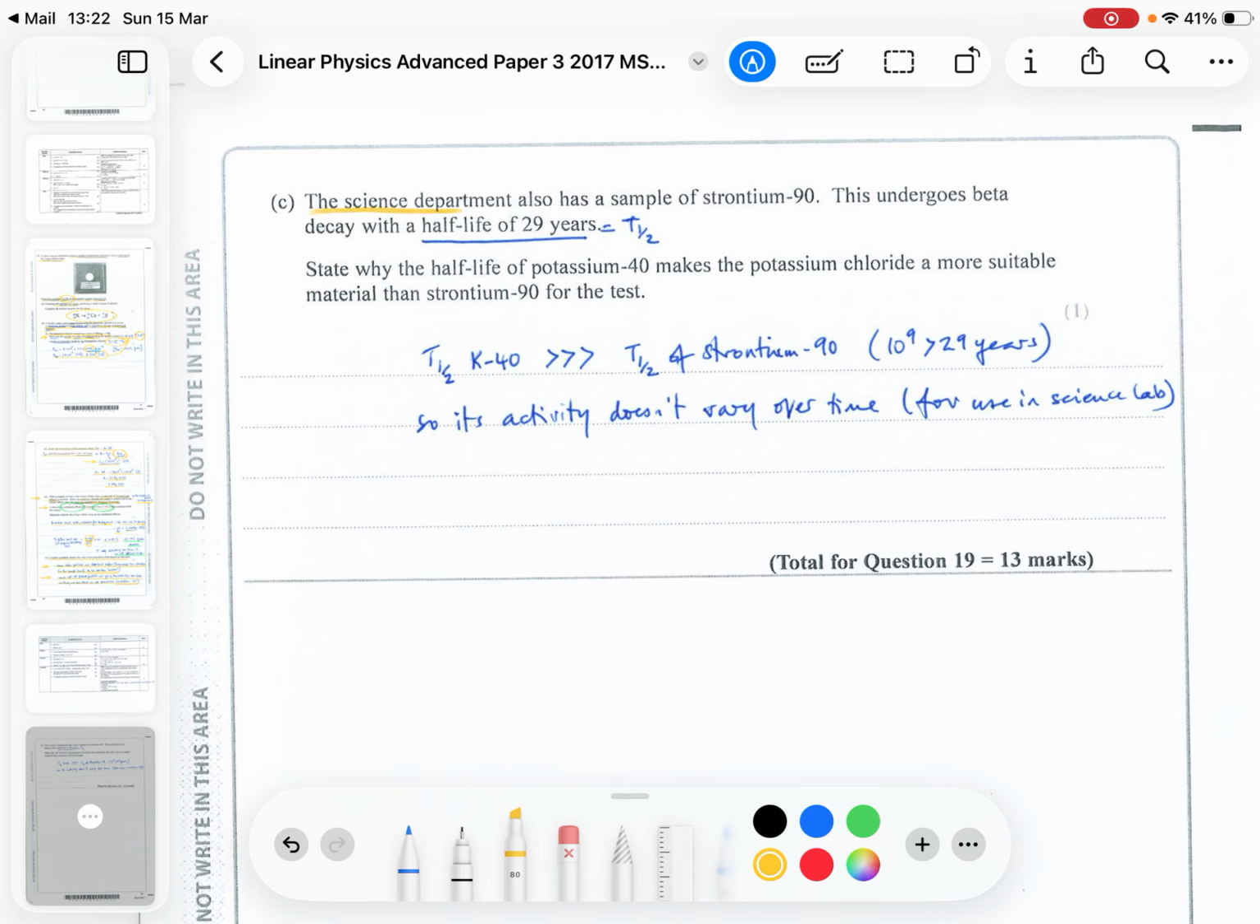The science department also has a sample of strontium-90, which has a much lower half-life of 29 years. Remember the other one was 10 to the 9 years? So the half-life of potassium-40, which is much higher, makes potassium chloride a more suitable material than strontium-90 for the test.